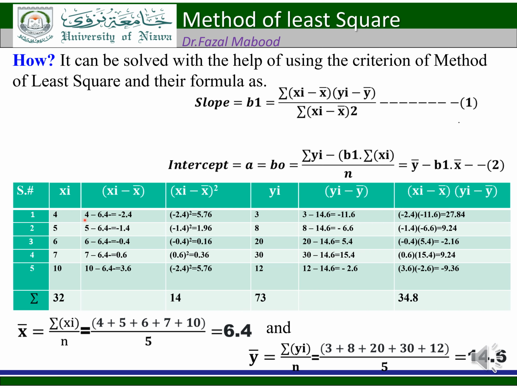So in order to find the deviation for each individual x variable, the value for the individual x1 is 4 minus 6.4, where 6.4 is the mean value, and it is equal to minus 2.4. Similarly, for the second x variable, the individual value is 5 minus 6.4, which is equal to minus 1.4. Similarly for the third, fourth, and fifth. Now this is the square of the deviation, xi minus x bar whole square, and in this case we have to square the individual deviation.